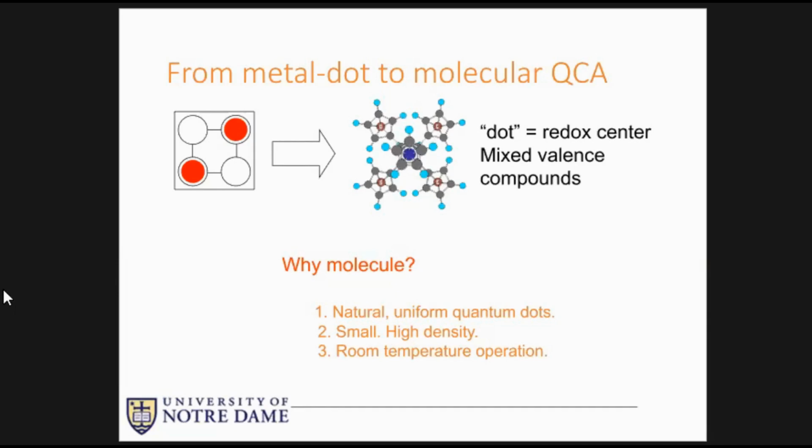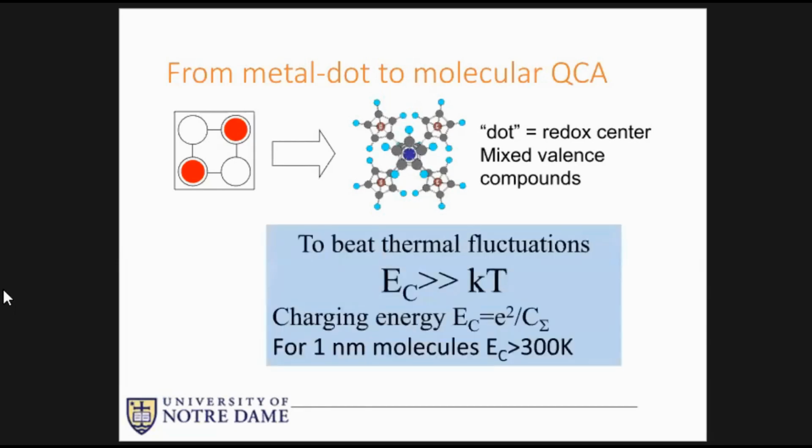And an important thing is that it allows for room temperature operation, because in order for these things to work, you need to beat the thermal fluctuations. The characteristic energy is the so-called charging energy, which is related to the capacitance of such a structure. So if your charging energy is greater than kT, you can do some useful things with it. And for a 1 nanometer size object, it's pretty easy to operate at room temperature.